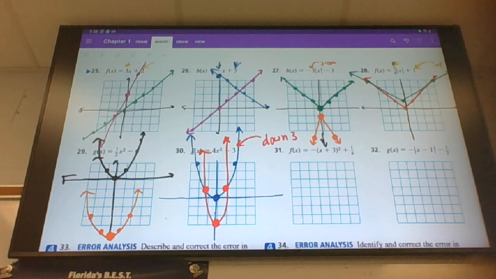Any other graphs? Shorthand it like I did, abbreviate it. I know you write a lot.